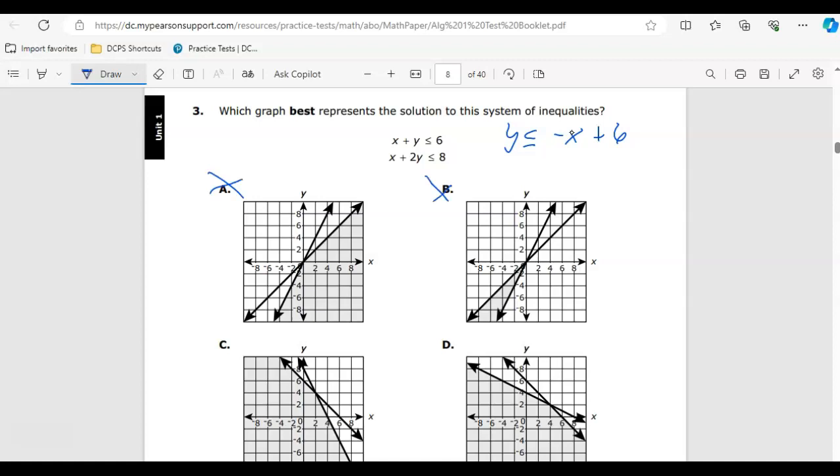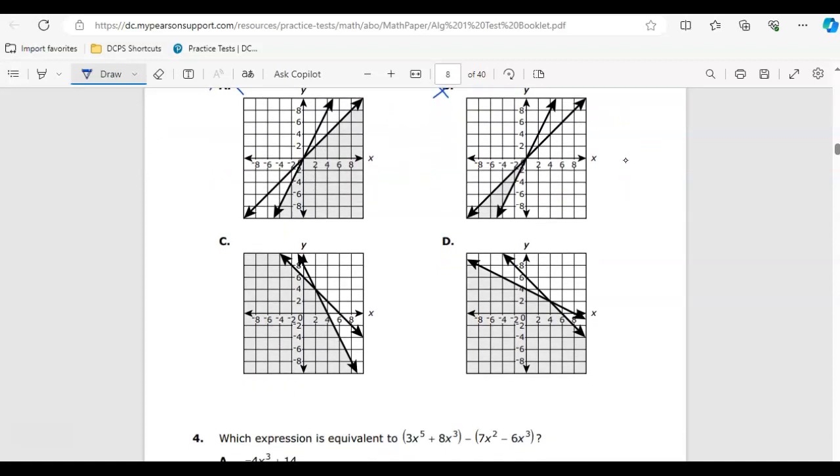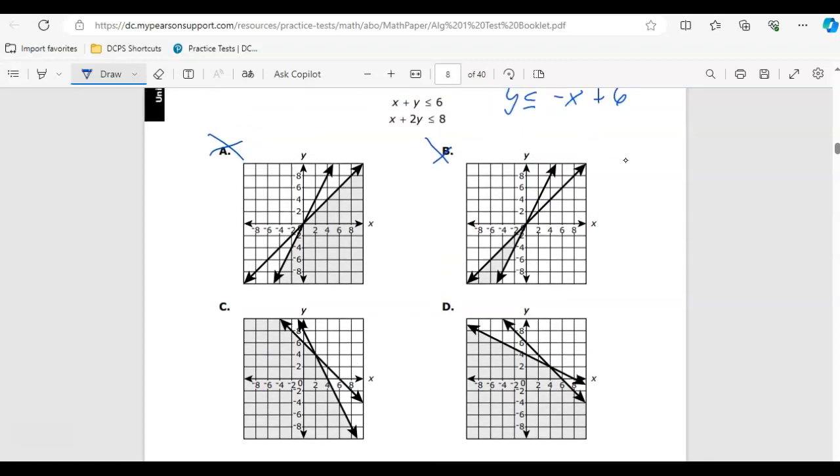It can't be those because both of those lines go through the origin, and this one would not be going through the origin, right? It would have a y-intercept of 6. It also tells me that I have a negative slope and both of these have positive slopes. C and D both have negative slopes, so it has to be one of those.